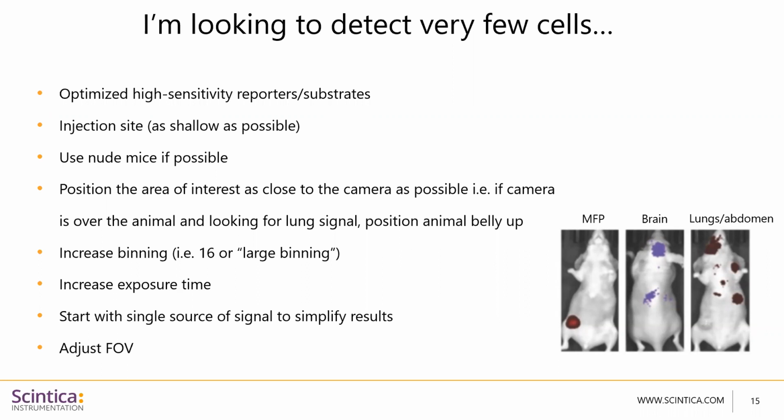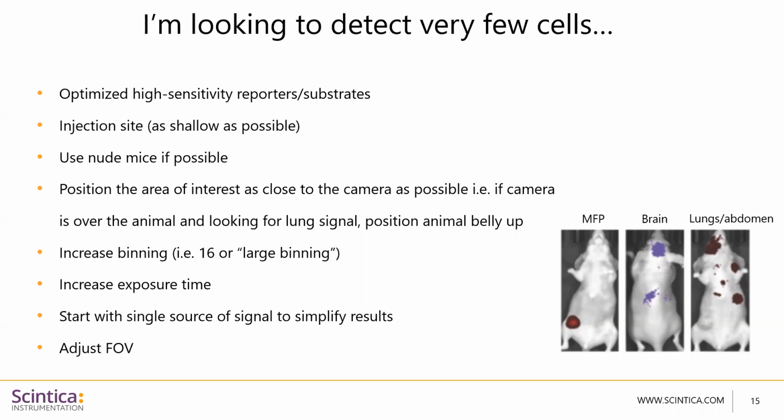I suggest starting with a single source of signal to simplify your results. If you're looking for very few cells to start, I would inject very surface level and not do something that's systemic. Put those cells all in one spot, whether it be the hind limb or the spine, something very shallow, and you don't have to worry about other signals within the body interfering.